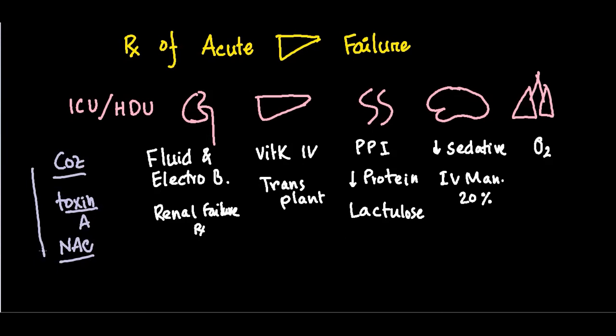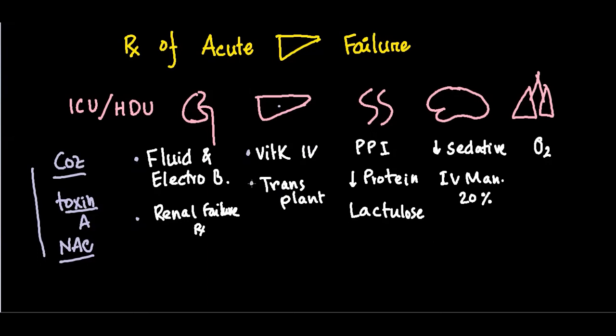Then the supportive management. First of all, maintain the fluid and electrolyte balance. And if there is renal failure, treat the renal failure and treat the complications, the electrolyte imbalance and acid-base disorder that come with renal failure. For the liver failure itself, the direct consequence is a coagulopathy. So if there is a risk of bleeding and the PT is very high, you can give IV vitamin K.